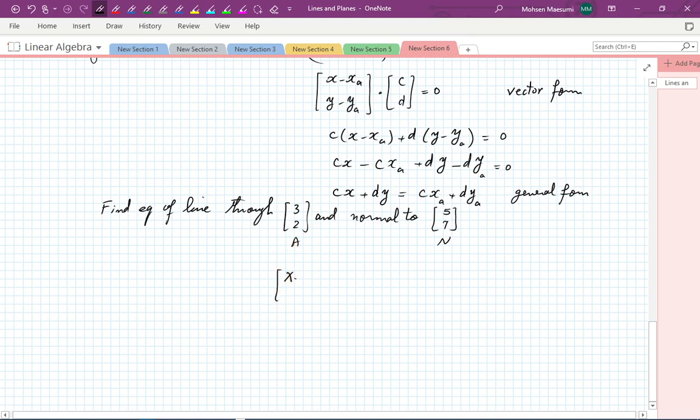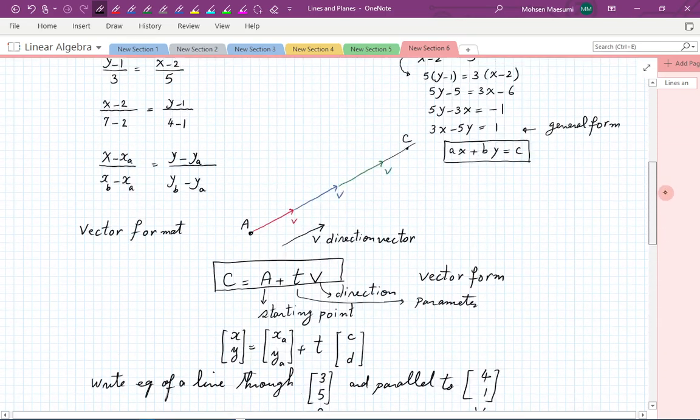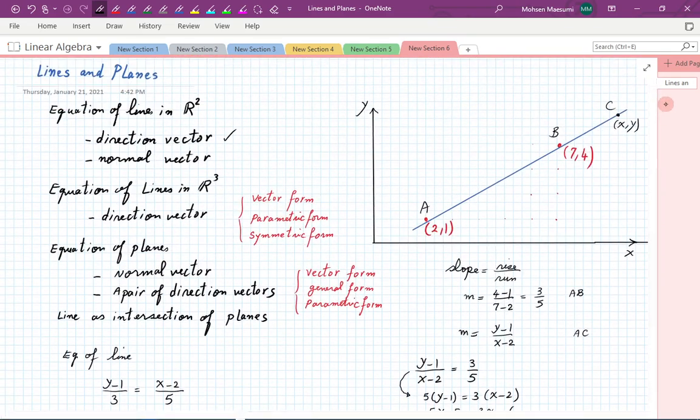We write x minus 3, y minus 2. So that is the vector from A to that generic point C, dotted with the vector 5, 7 is equal to 0. So that's the vector form, the vector form using the normal vector. Of course, you can multiply this out. 5 times x minus 3, so it becomes 5x plus 7y, 15 and 14 becomes 29. So that becomes the general form. Okay. So far, it might look like we didn't make much progress because we're still in high school, writing the equation of a line, but we practiced both versions of it.